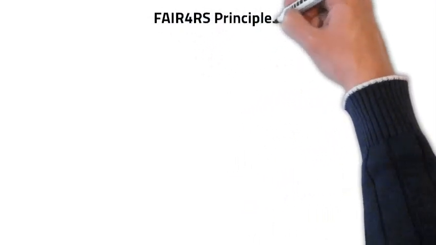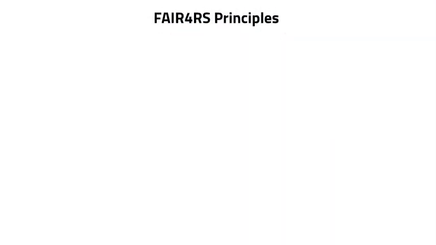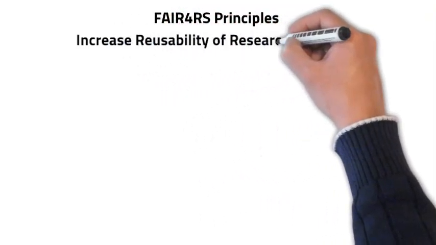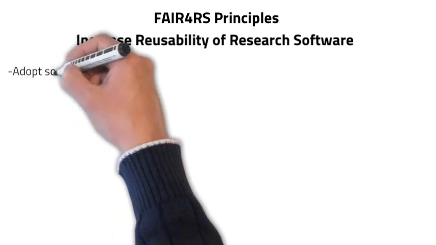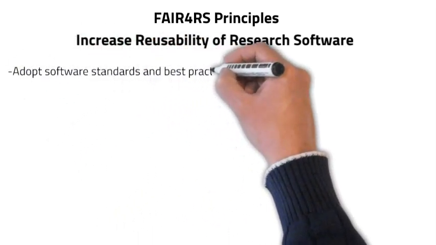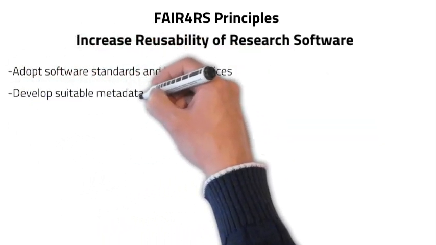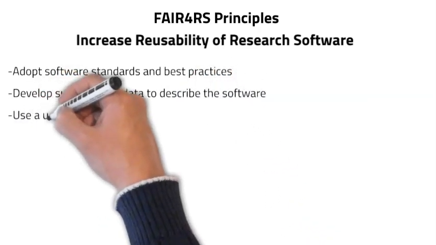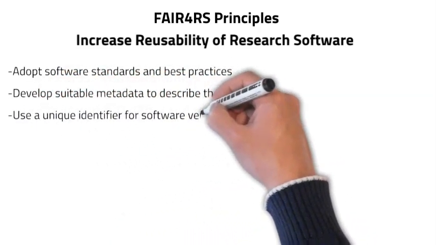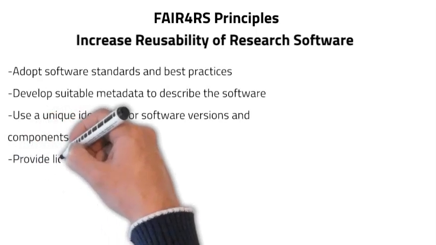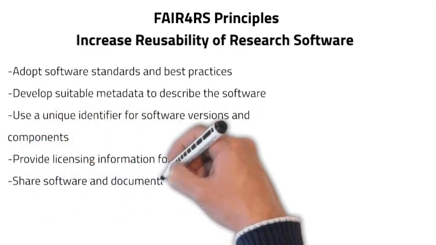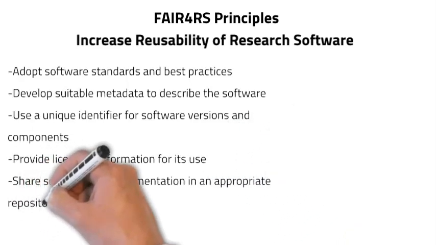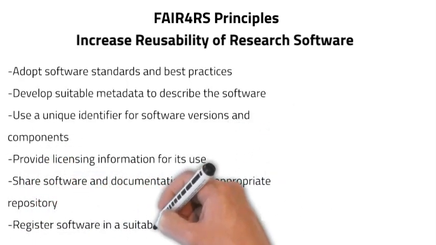FAIR 4RS provides a set of principles which, when adopted, increase the reusability of research software. These principles include considerations such as adopting software development standards and best practices, developing suitable metadata, documenting the software using a unique identifier for individual software versions and components, providing licensing information for its use, sharing the software and documentation in an appropriate repository, and registering in a suitable registry.